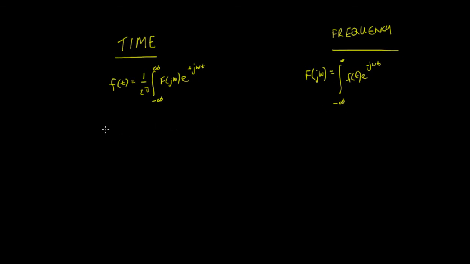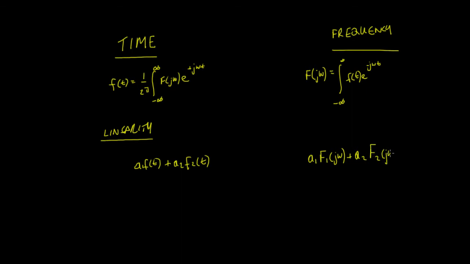Now the first thing we looked at was linearity. This really just told us that if we had a function f1 in the time domain, we multiplied it by some constant a1, and another function in the time domain f2, and we multiplied it by another constant a2, then in the frequency domain it'd be equivalent to multiplying a1 with the Fourier transform of the first one, f1 of t, and a2 times the Fourier transform of f2 of j omega.